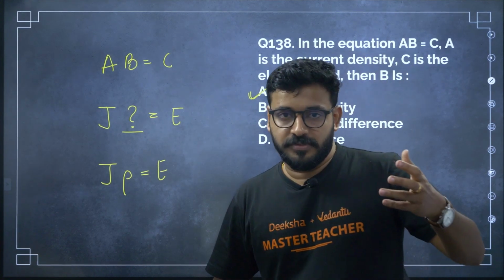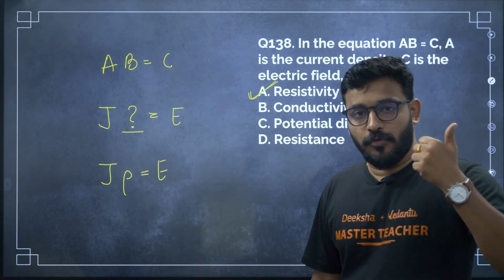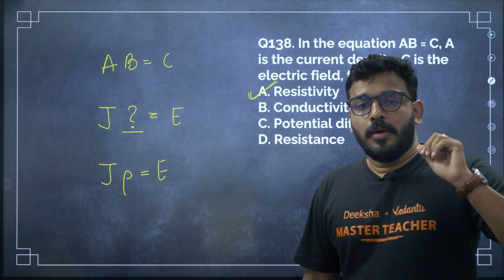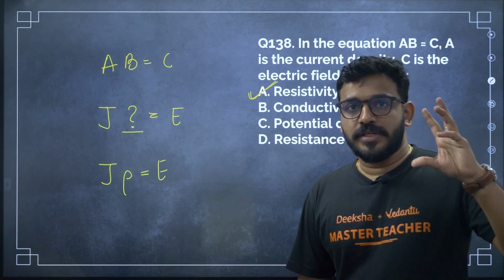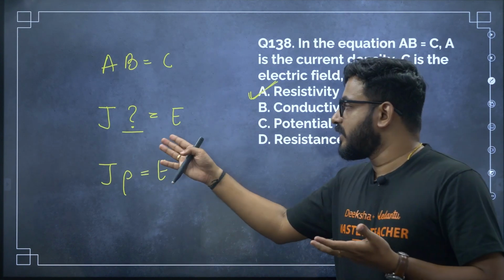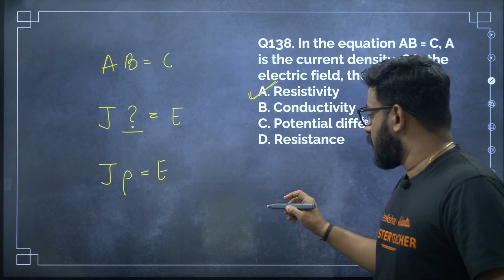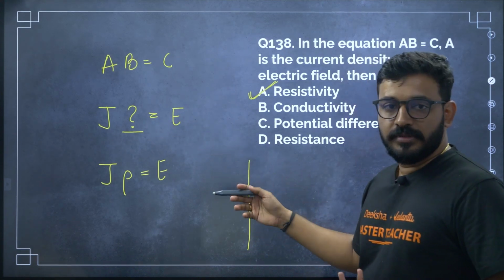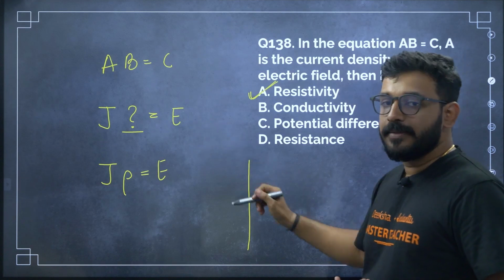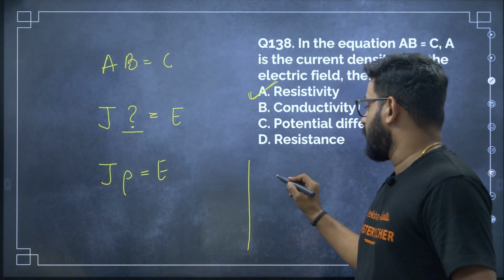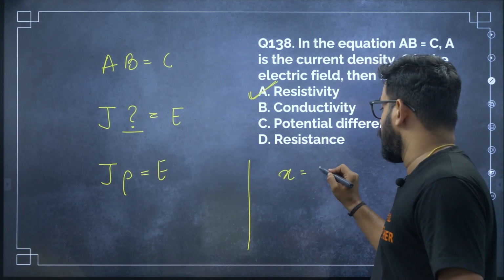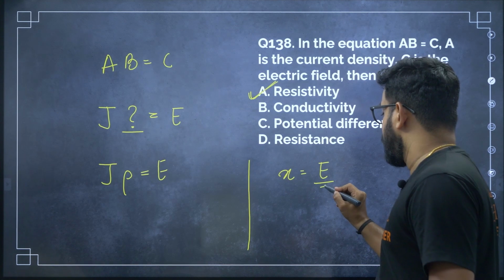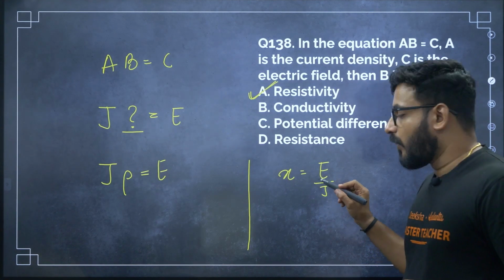Now suppose you don't remember the formulas by chance, what you can do is still try it out using the known formulas. The known things are current density and electric field. So how can you use them? J into something is equal to E. So you can keep that quantity as X is equal to E divided by J, electric field divided by current density. Now what is electric field?